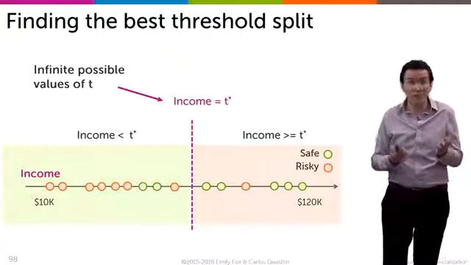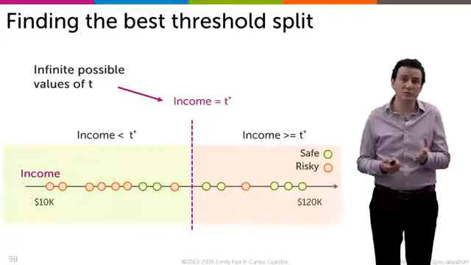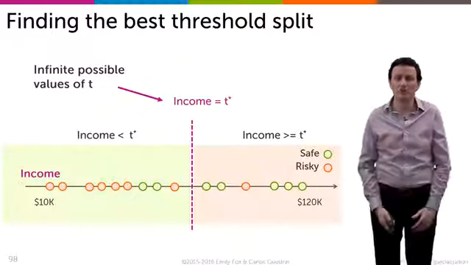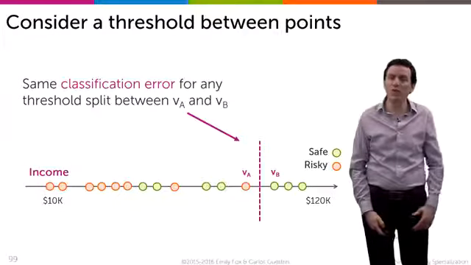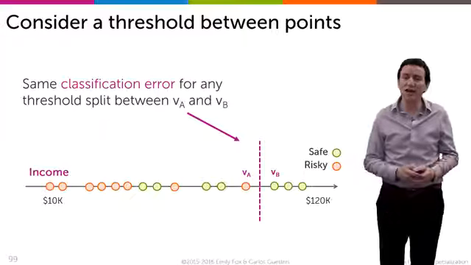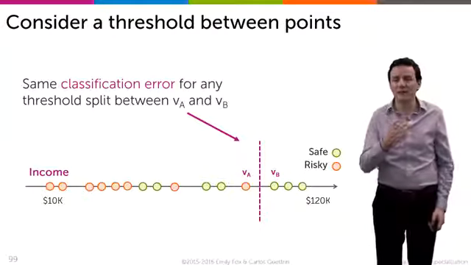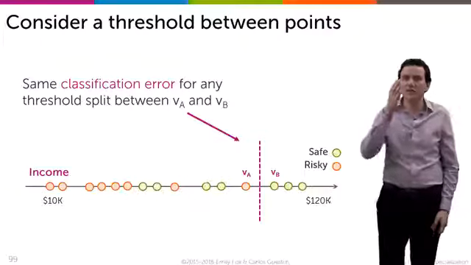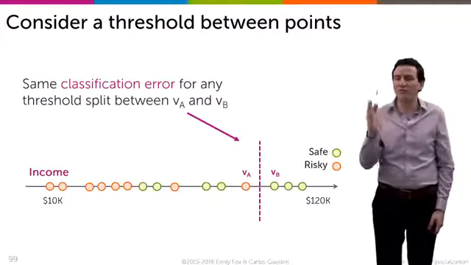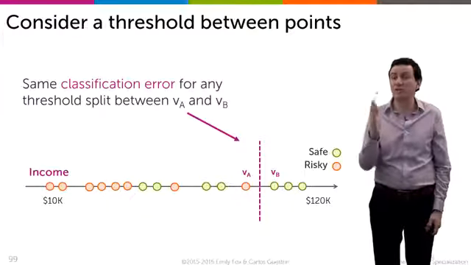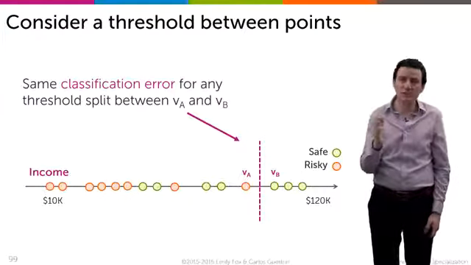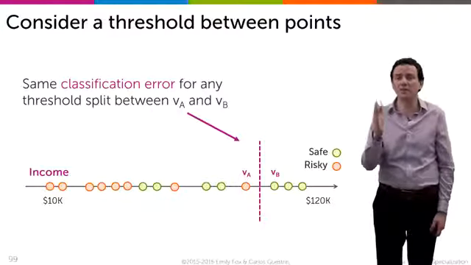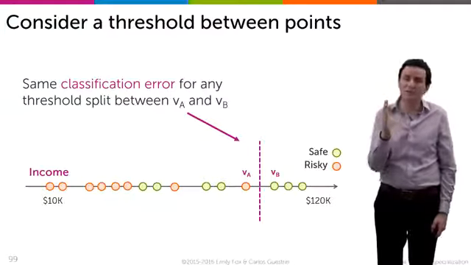The question is, do we need to consider all of those? And do all of those decimal places really affect the quality of our decision tree? Now, if you think about it, and if you look at the values that income can take on in the data, so the actual observed values of income, you'll see that if you take 2 points, say VA and VB, let's say 60,000 and 65,000, if there are no points in between, whether the split is at 61,000, 62,000, 63,000, 64,000, you're still going to have the same classification error.